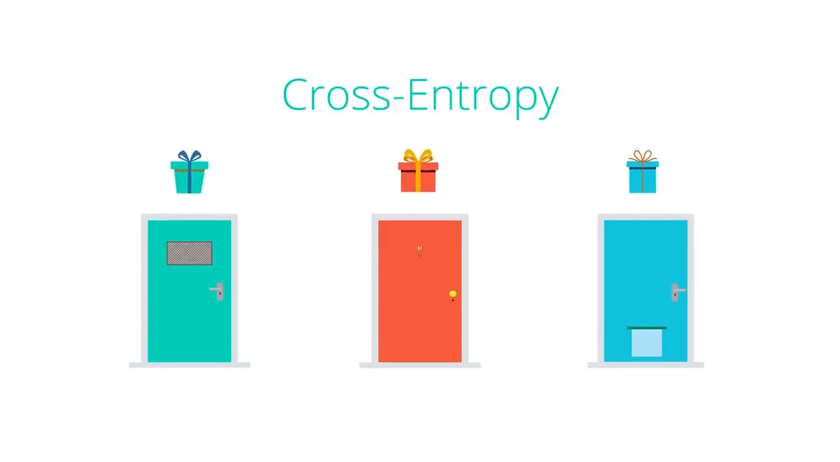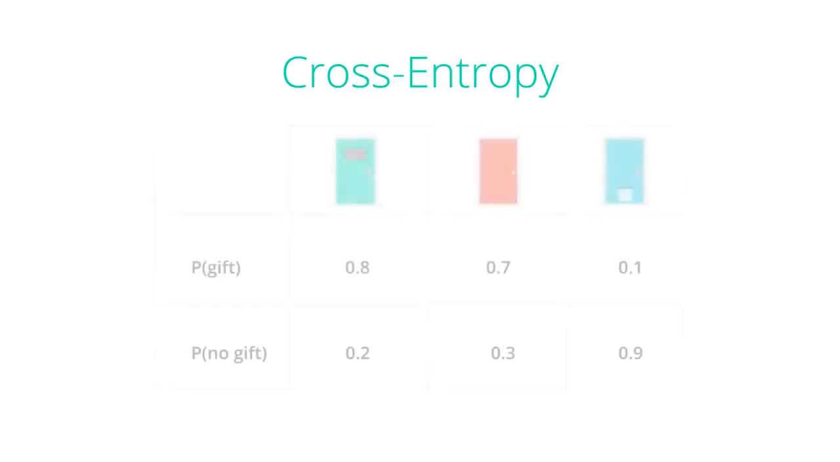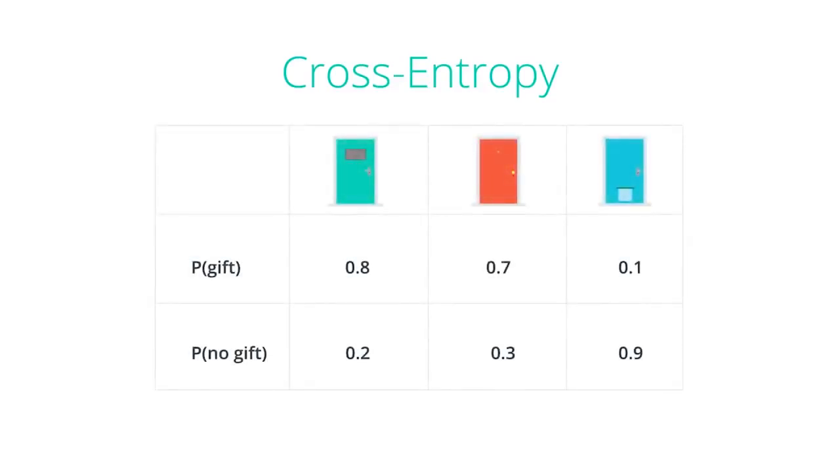And the probabilities of there being a gift behind each door is 0.8 for the first one, 0.7 for the second one, and 0.1 for the third one. So for example, behind the green door, there's an 80% probability of there being a gift and a 20% probability of there not being a gift. So we can put the information in this table where the probabilities of there being a gift are given in the top row and the probabilities of there not being a gift are given in the bottom row.